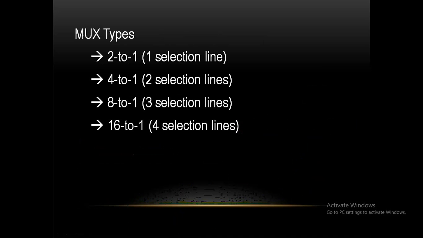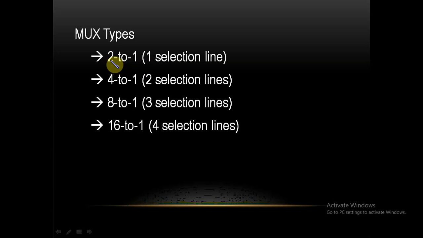These are the MUX types: 2 to 1, 4 to 1, 8 to 1, 16 to 1. This means 2 is the number of input lines, 4 input lines, 8 input lines, 16 input lines, and the output is one. Many inputs, single output. 2 to 1 means 2 raised to m equals n, as we saw previously in the formula, and it requires one output. There are only two input lines.